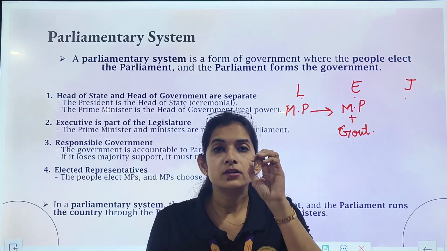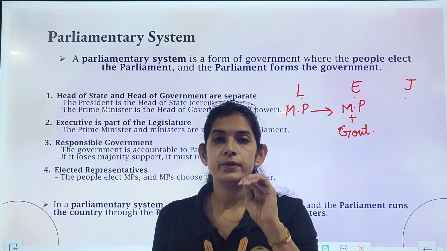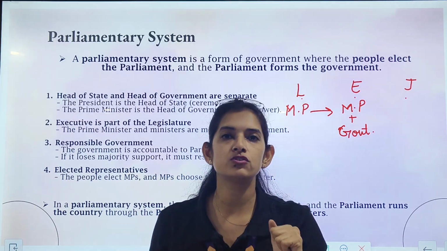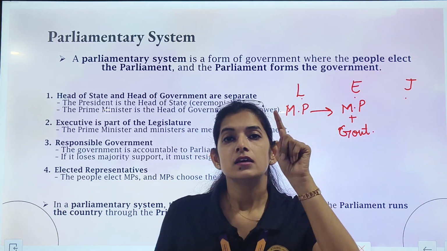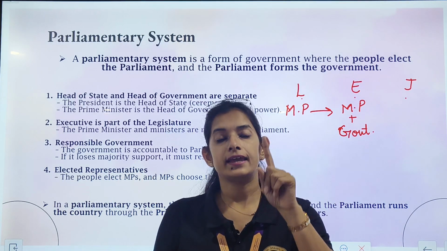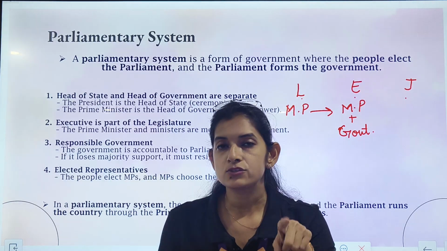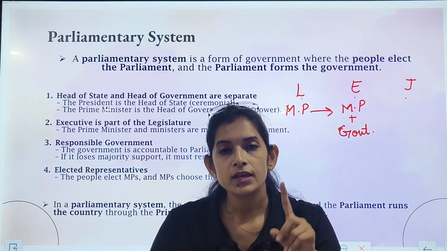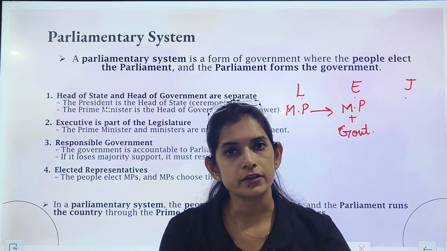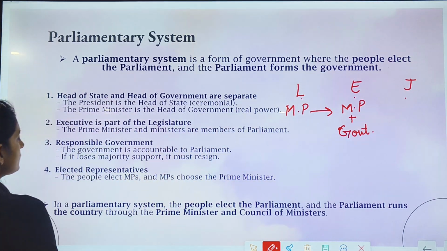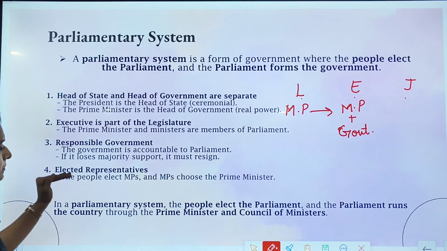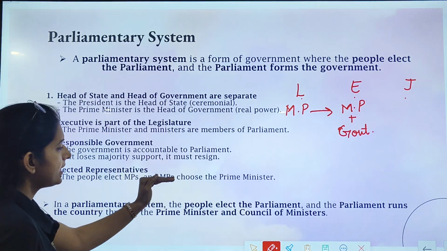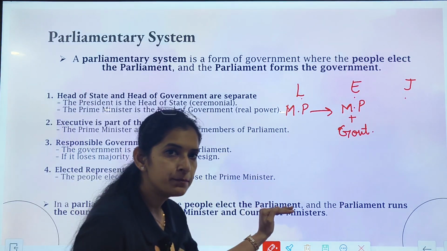If that government loses its majority in the parliament by passing a no confidence motion, in that case, that government has to resign, including the PM. And again, elections would be conducted. Clear? Next, elected representatives. The people elect MPs and MPs choose the prime minister.